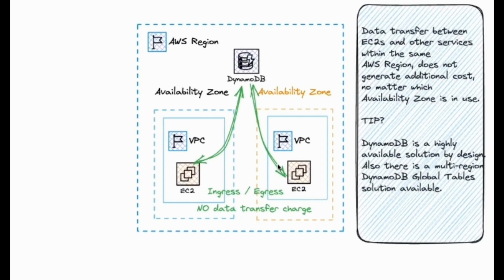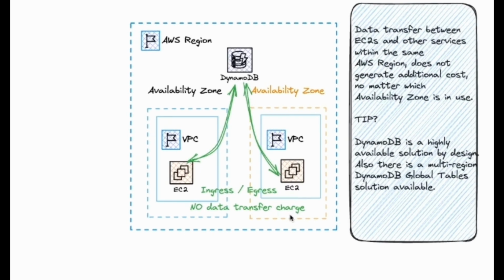But there is no one database service available on AWS. For example, we have also DynamoDB. And when DynamoDB communicates with your instances, with your applications, which reside in multiple availability zones, but within the same AWS region, there is no data transfer cost for such a solution.